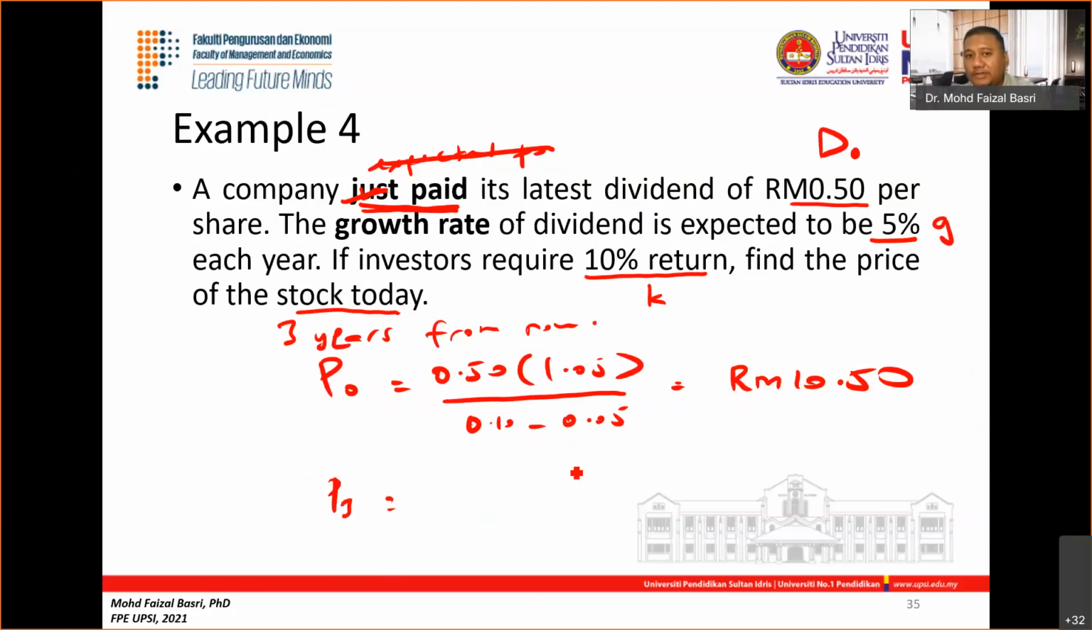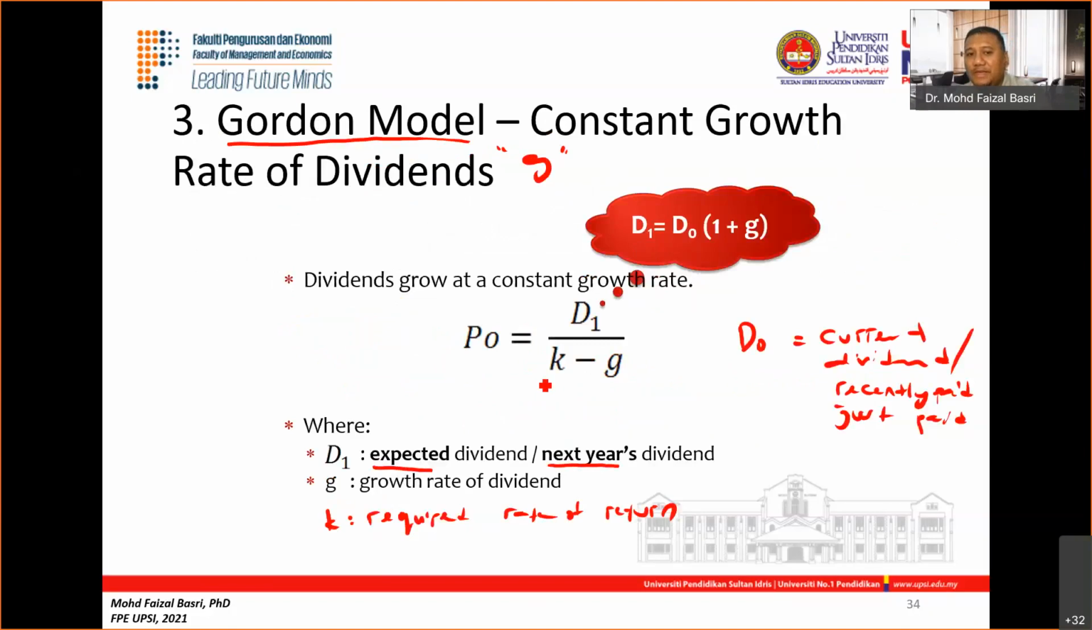Okay, for the third model, we can make an adjustment to this model. This model is actually based on a base model of Pn. This is the model actually. Pn is Dn plus 1 over K minus G. So this is the basic model, and we can adjust this model to fit this.